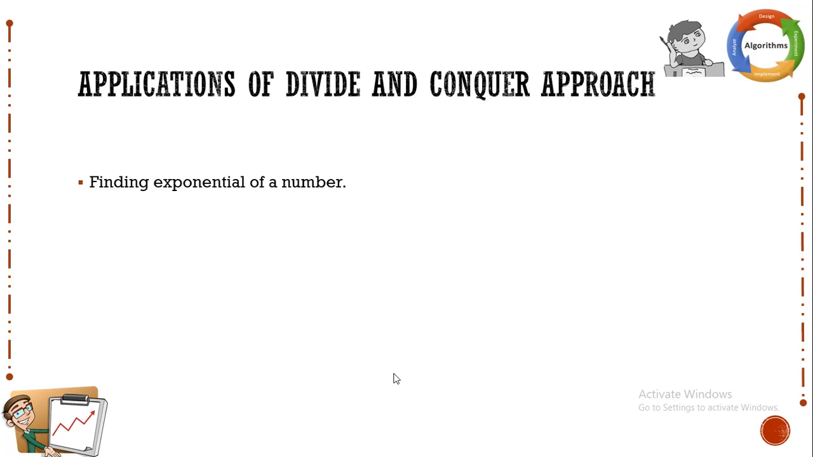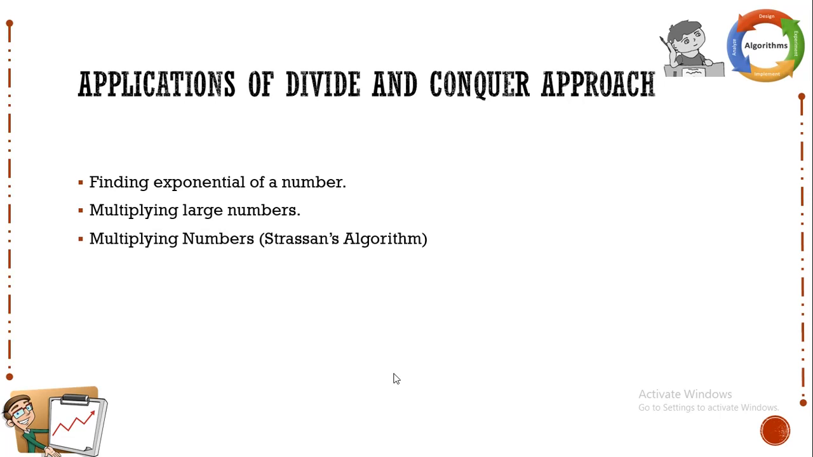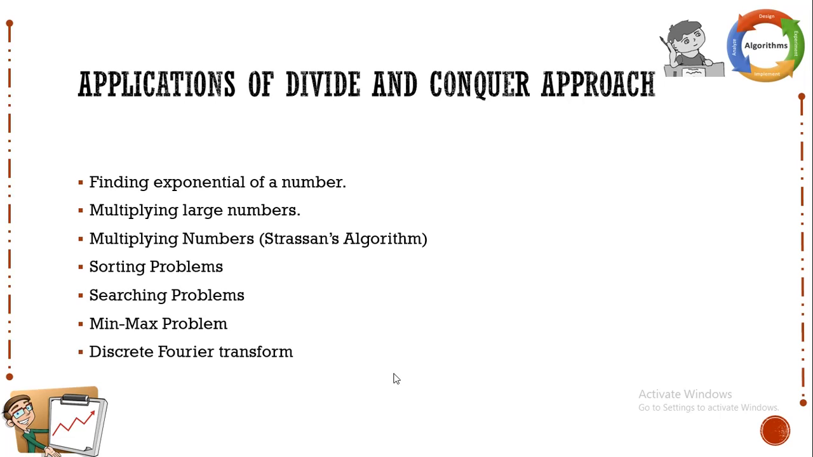Similarly, we can apply the divide and conquer approach to multiplying large numbers, multiplying matrices using Strassen's algorithm, sorting problems, searching problems, the min-max problem, that is finding the minimum and the maximum from a given set of numbers, and the discrete Fourier transform.